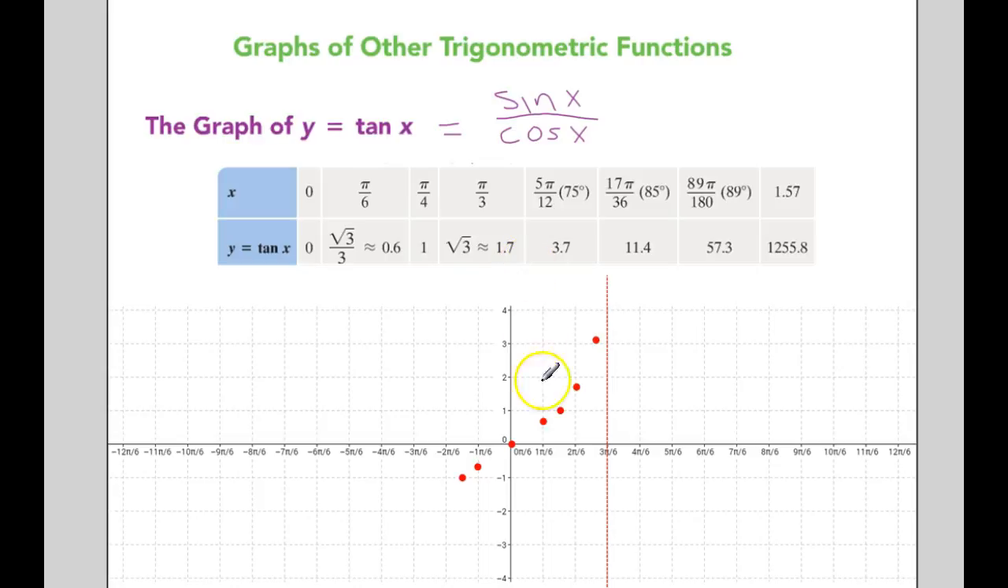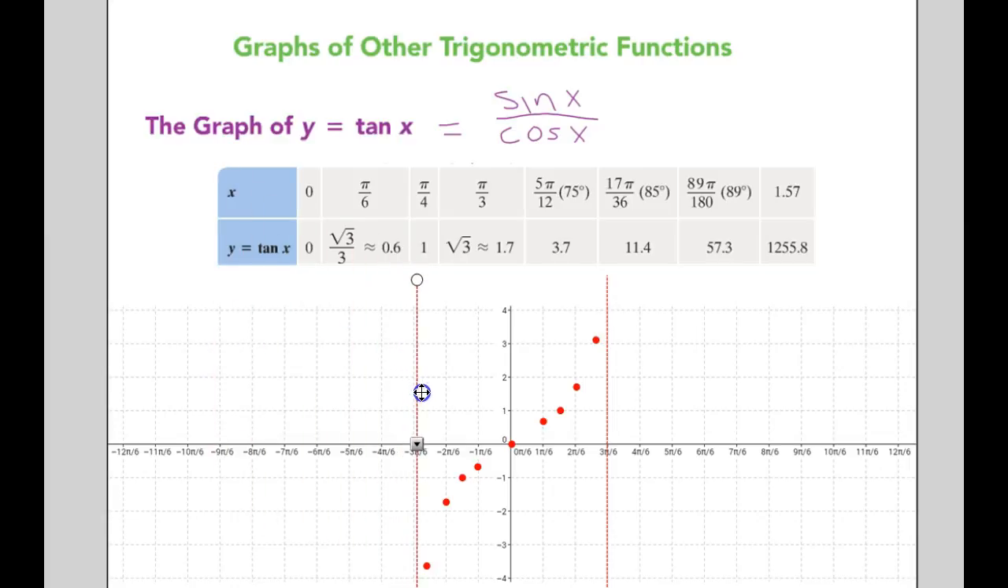Alright, at pi over 3, we got 1.7. At negative pi over 3, which is negative 2 pi over 6, we're going to get negative 1.7. Alright, and then same thing as before. I'm going to get a number that's getting really big the closer I get. So at like 75 degrees, I'm going to get something that's like 3.7. But again, if I make my way all the way to negative pi over 2, I'm going to get an asymptote.